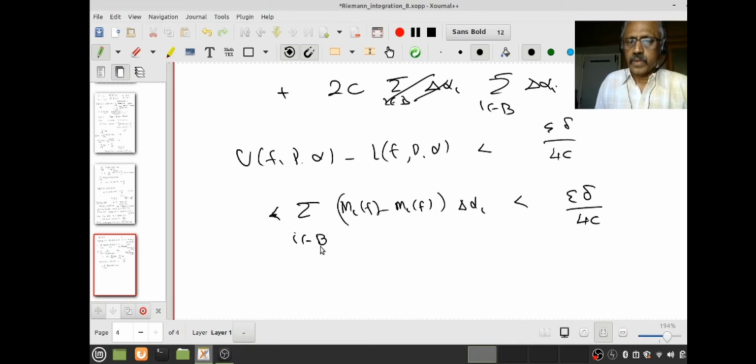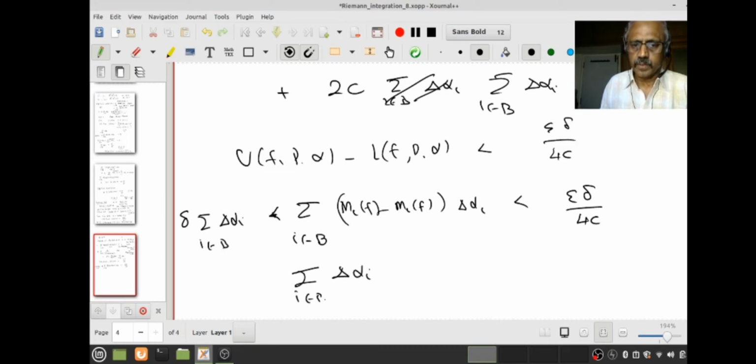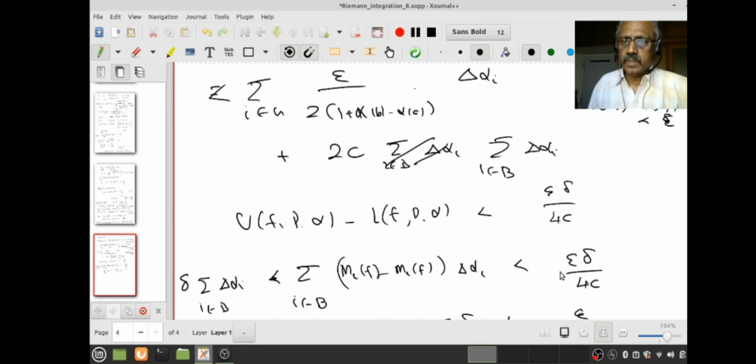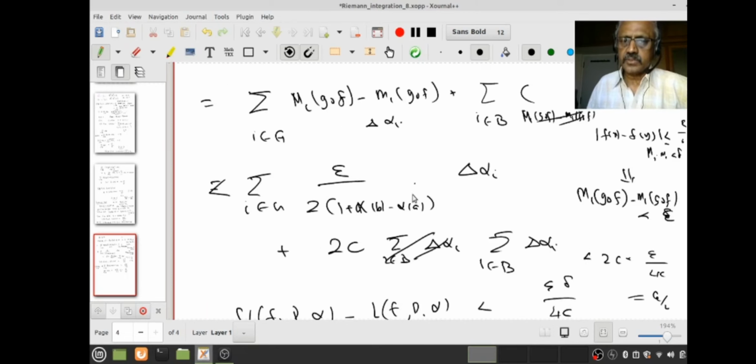But remember, for I in B, capital Mi of F minus small mi of F is greater than delta. Therefore, it's less than delta into delta alpha I varying over B. So what do I have? The summation of delta alpha I running over B is less than epsilon delta by 4c times 1 by delta, which is epsilon by 4c. Do you understand? And therefore the second term is less than 2c times epsilon by 4c, which is epsilon by 2.